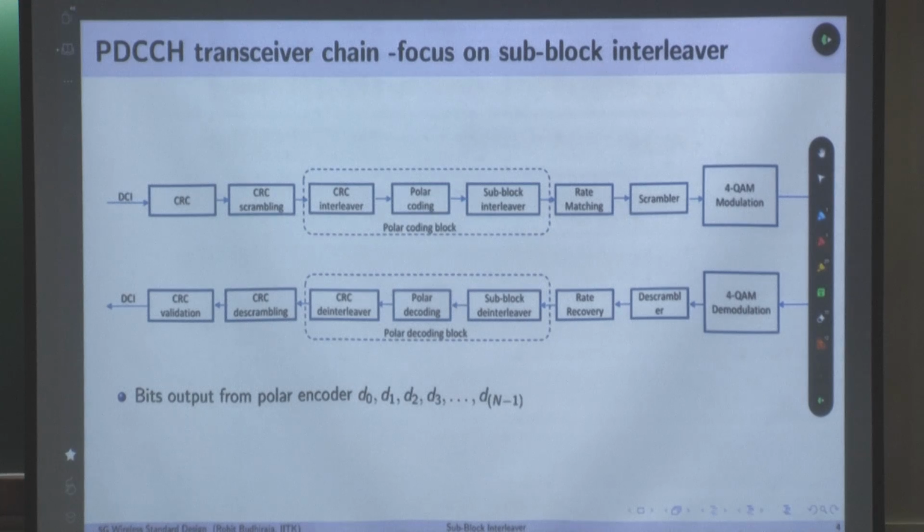And there is a restriction on this length N also, and we will calculate this: how does this N depend on the number of resources allocated and other parameters. We are going to do that also today. What we are focusing on here is that the output of the polar encoder goes to the sub-block interleaver, and this becomes the input to the sub-block interleaver. Let's see how this sub-block interleaver is designed.